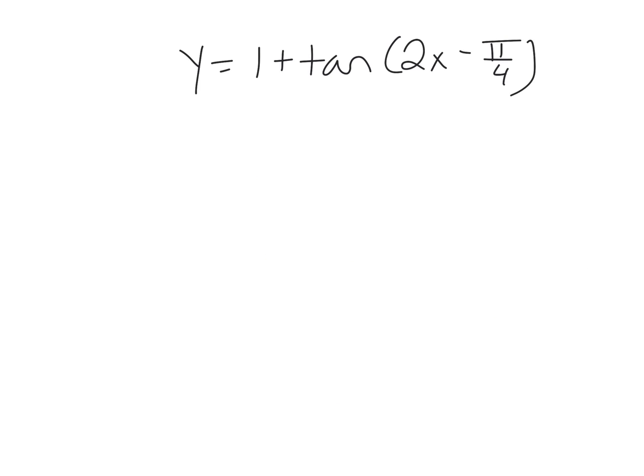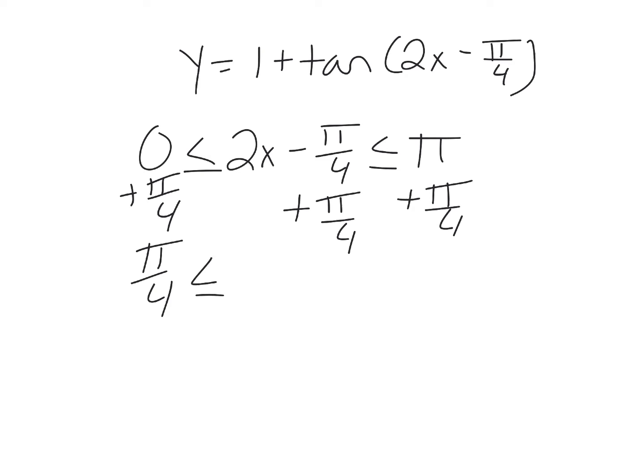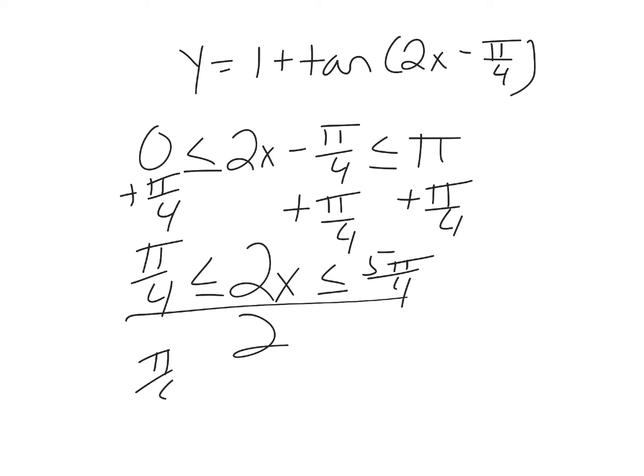Now we got this scary tangent function, but similar to what we did with cosine and sine, make that 2x minus pi over 4. And remember, one cycle is from 0 to pi, okay? So from 0 to pi, we need to isolate x. Two x there, and then 5 pi over 4 here. Divide by 2, we're going to get pi over 8 is less than or equal to x, which is less than or equal to 5 pi over 8.